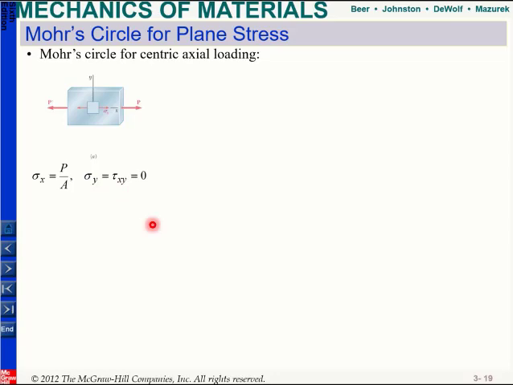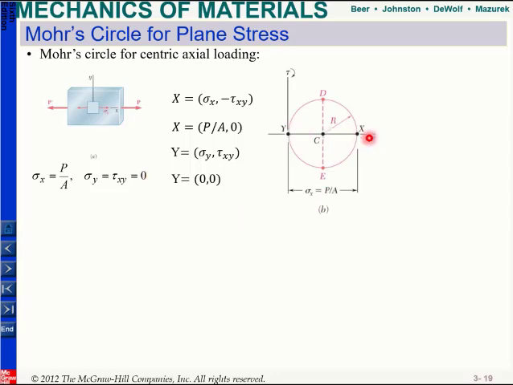In order to construct my Mohr circle, I will find my points. I have the X point, which is P over A and 0, since shear stress is 0. And I will also find my Y point, which is given by 0 and 0. So if you draw your Mohr circle, this is my normal stress and this is my shear. My X corresponds to here and my Y is there. This is how the Mohr circle looks. Since I'm on the XY plane, this is already my principal plane.